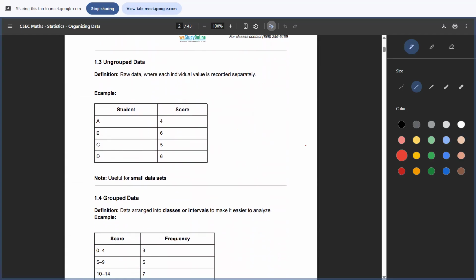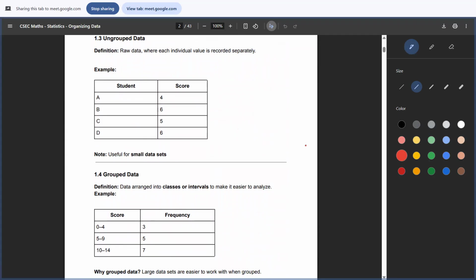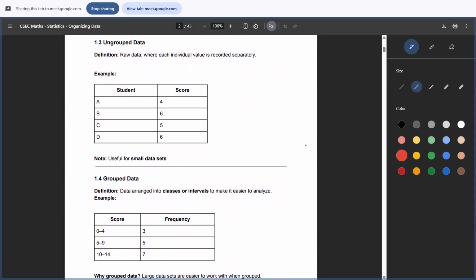Now, in our studies of statistics here for CSEC Math, we're also going to be dealing with two types of data in terms of the ways it is presented. We have what we call ungrouped data and grouped data. Now, ungrouped data is raw data where each individual value is recorded separately. So if, for example, we have a class of 20 students and we are recording the marks that they scored in our math test, we could use ungrouped data, right? We will have the student names, A, B, C, D, and we could record the score that they get out of 10. This is useful for small data sets, 20 people in a classroom.